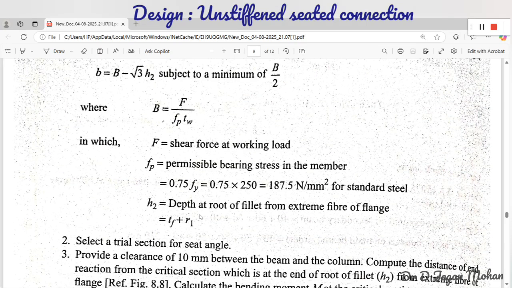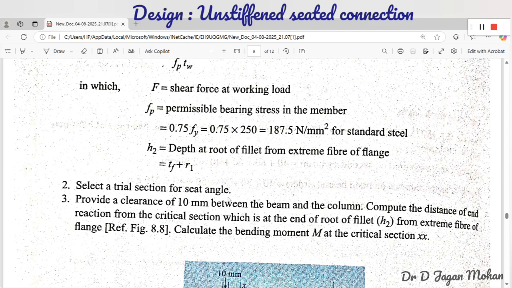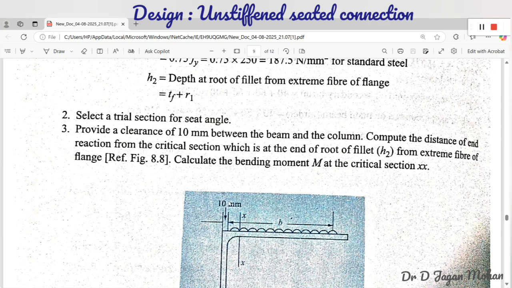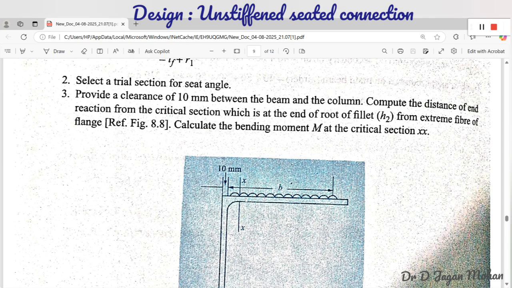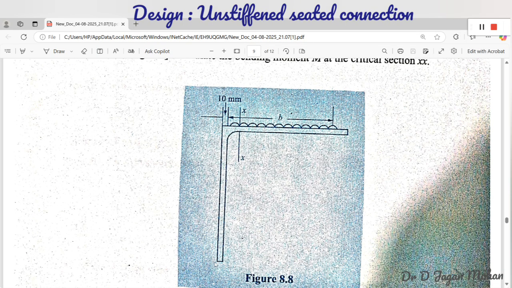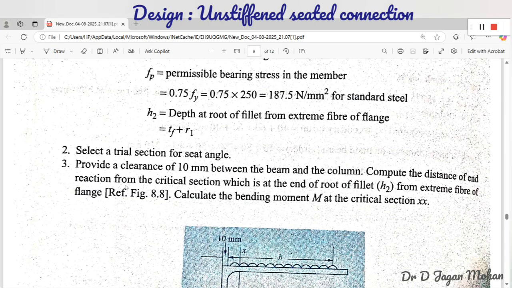So next, select a trial section for the seat angle. It consists of an angle like this. So this is the UDL through the beam that is coming on the projected outstanding leg, and this vertical leg is connected to the flange of the column. Provide a clearance of 10 mm between the beam and column. So a 10 mm gap will be there. This is the column, so from the column face, the flange of the column, a 10 mm gap will be there.